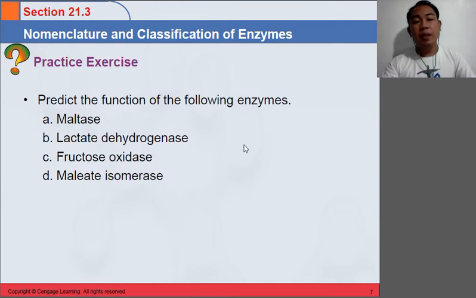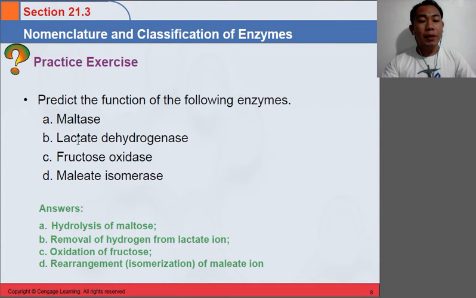Just like, for example, we have here, we may predict the function of the following enzymes. We have the maltase, lactate dehydrogenase, the fructose oxidase, and the malate isomerase. So we predict what will be the function of these following enzymes. For letter A, it's hydrolysis of maltose. It hydrolyzes the maltose. Your enzyme is maltase.